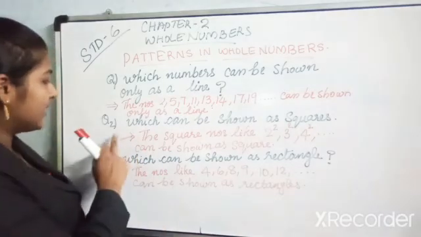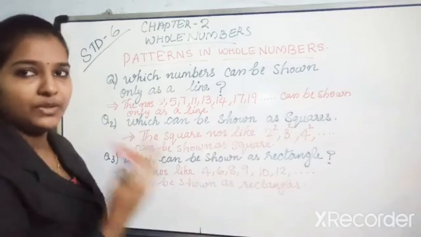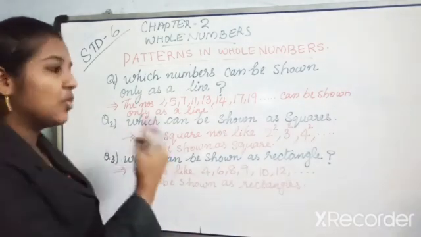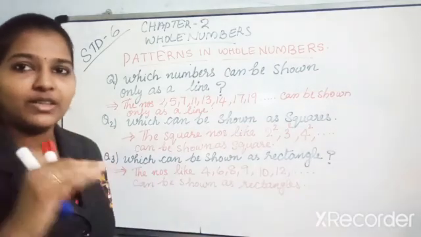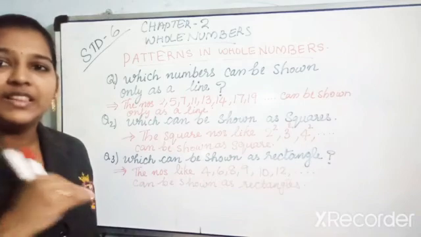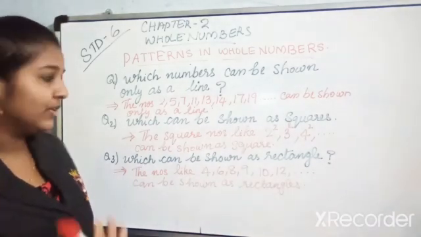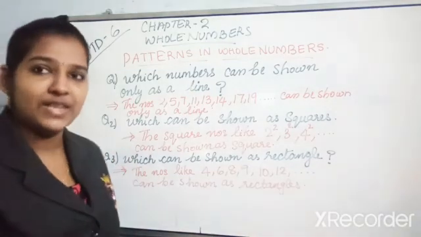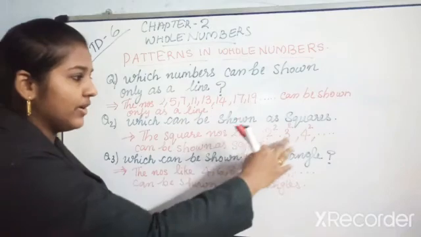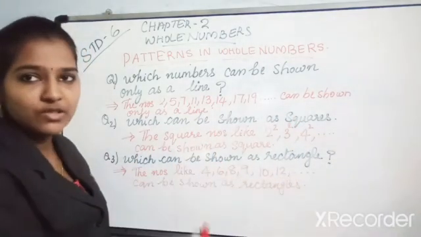Next question. Which numbers can be shown as squares? That is the square numbers: 2 square, 3 square, 4 square, 5 square, 6 square. These types of square numbers can be shown as a square. So the square numbers like 2 square, 3 square, 4 square, etc. can be shown as squares.